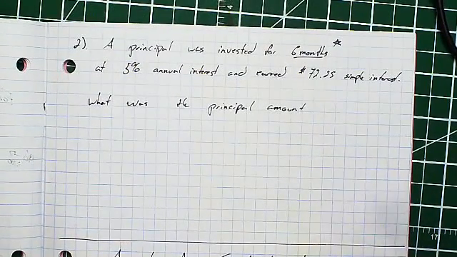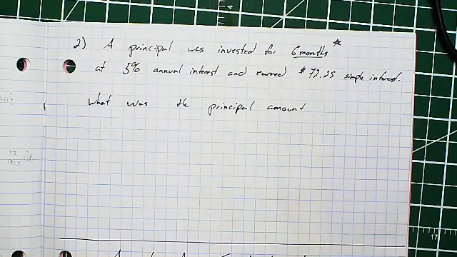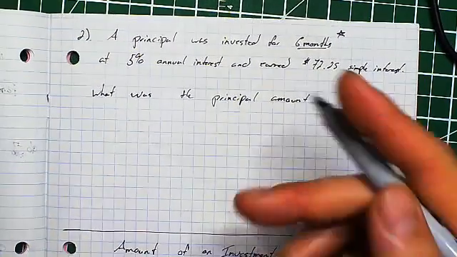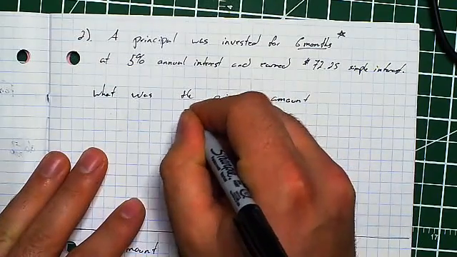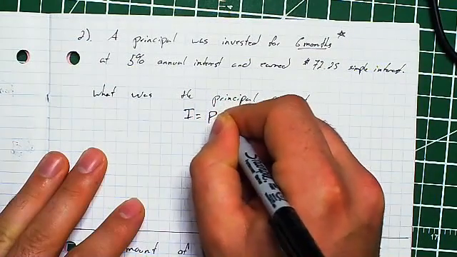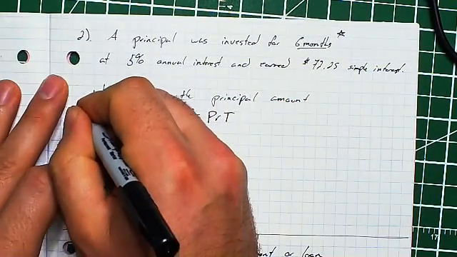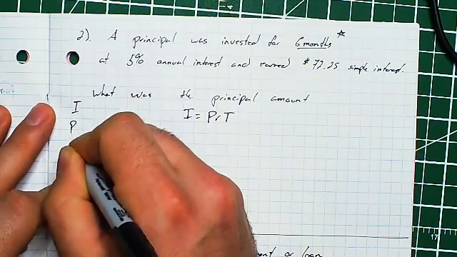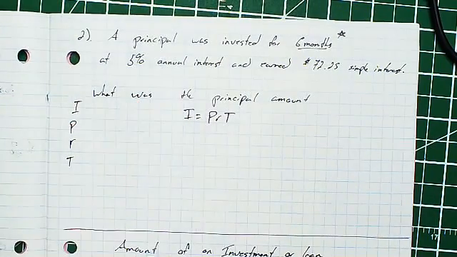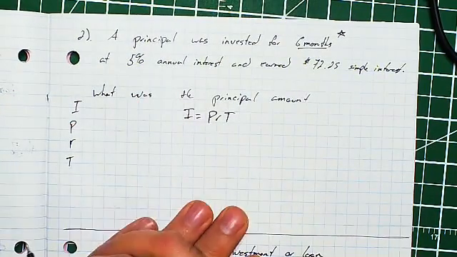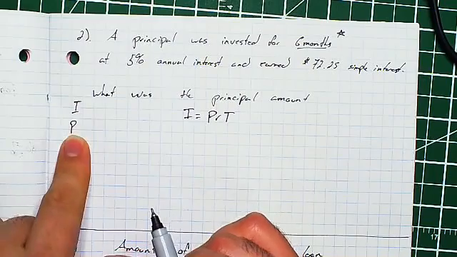Our second example, we have a principal that was invested for 6 months at 5% annual interest rate that earned $72.25 in simple interest. What was the principal amount? Again, same thing, always start with your formula. And again, I like to just sort of fill out and see what I don't know and what I do know.